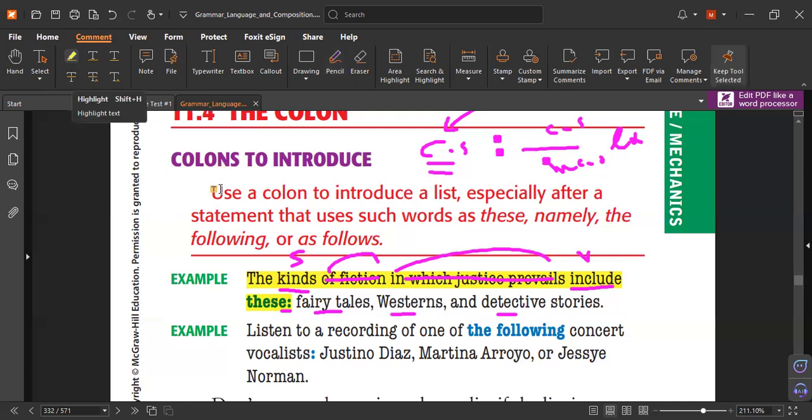So we use the colon to introduce a list. After the colon, we have a list to introduce and illustrate information before. Yes or no? Yes. Especially after words or statements that use such words as these, namely, following, as follows. So when I see these words, I must check if the part before is complete or not. If it's not, the answer is wrong.